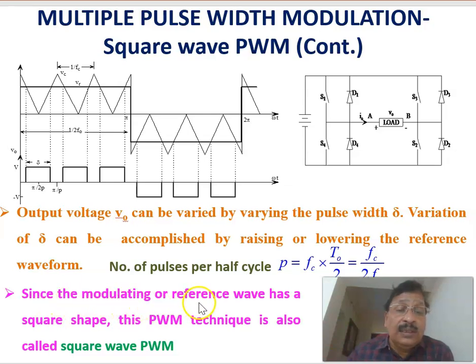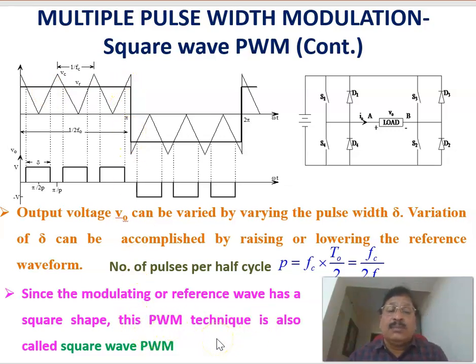Since the modulating or reference signal has a square shape, this PWM technique is also called square wave PWM. Reference signal is also called a modulating signal. We are modulating this; the magnitude of the square wave is modulated into the pulse width. It's actually pulse width modulation, in which as the magnitude of the reference signal changes, the pulse width changes. That's why it's called pulse width modulation. And since the reference signal has a square wave shape, it is called square wave PWM.